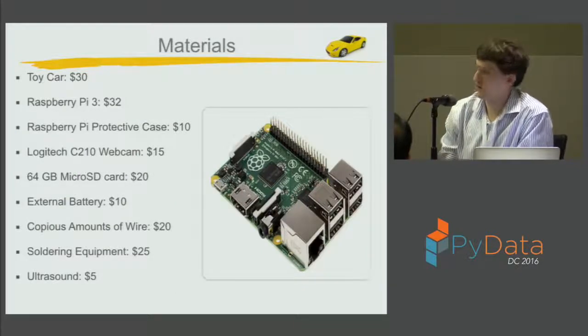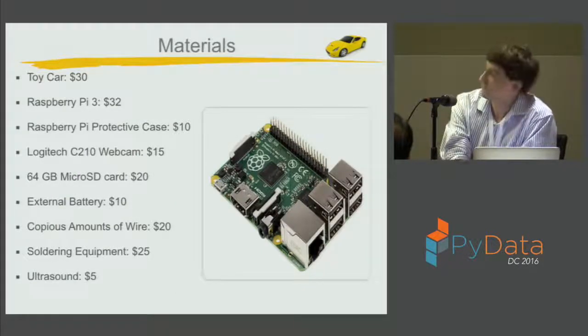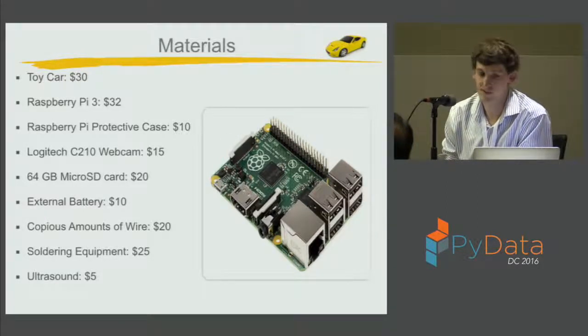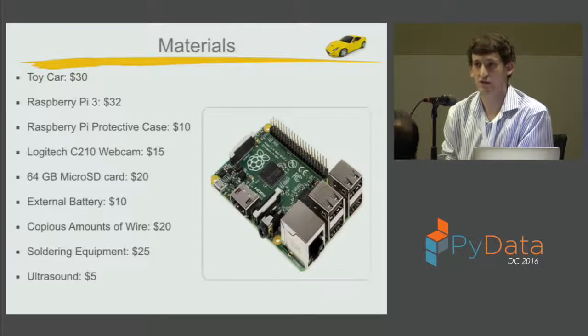Okay, so some materials. Let's see. Okay, so I spent a lot of money on this project. All of these pieces individually are pretty cheap, but they add up, and they definitely add up if you break them and have to buy them multiple times. So that was the case for me. The toy car itself was pretty cheap. It was like $30. I got it at Target.